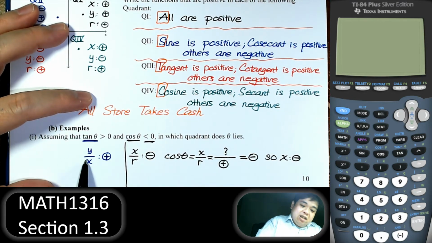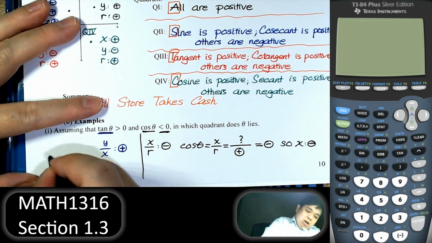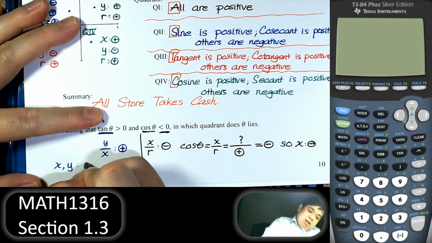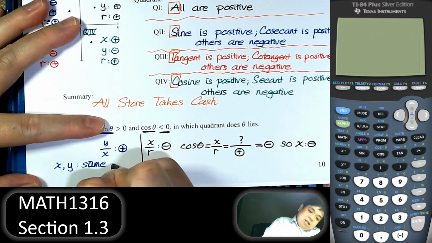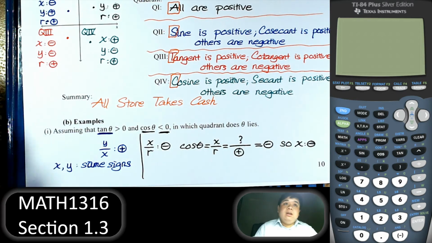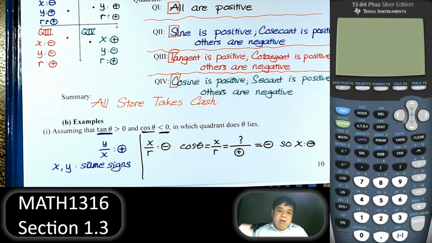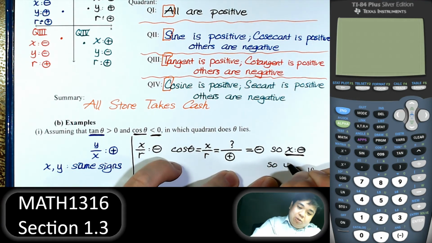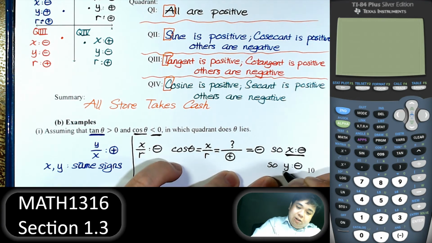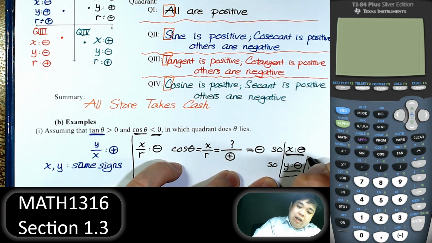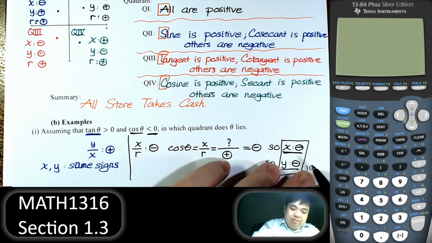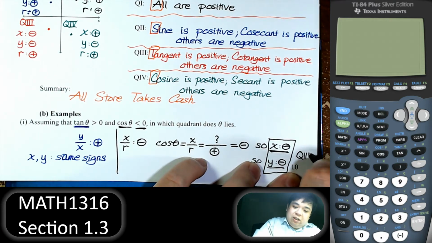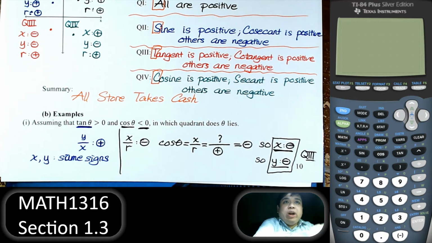Next, tangent is positive, meaning that x and y have to have the same sign, because positive divided by positive is positive, and negative divided by negative is positive. So we have x negative, and they have the same sign, so y is negative as well. And what quadrant has both of them negative? That is quadrant 3. Later on we can just do this in our head, but this is the thinking.